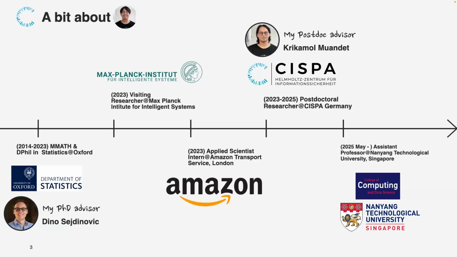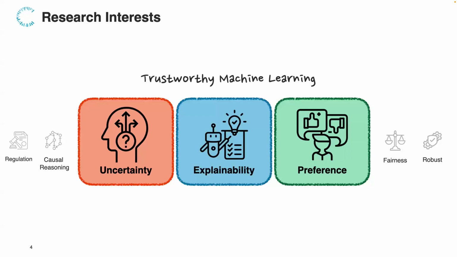So a bit about me. I did my PhD at the Oxford Statistics Department, supervised by Dino. Then I did 2 years of postdoc at CISPA, Germany, with Krikamo Muendet, and I'm moving to Singapore in a few months to start my faculty journey. My research interests lie within the umbrella of trustworthy machine learning. In particular, I ask questions about how to make machine learning more uncertainty aware, how to make it explainable, and how to integrate preferences into this kind of system.